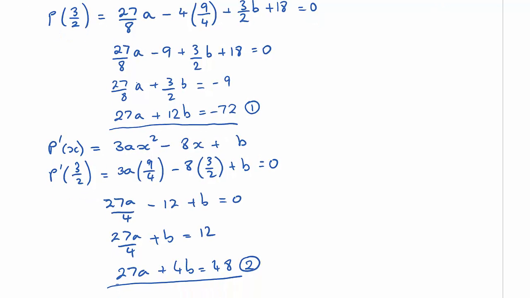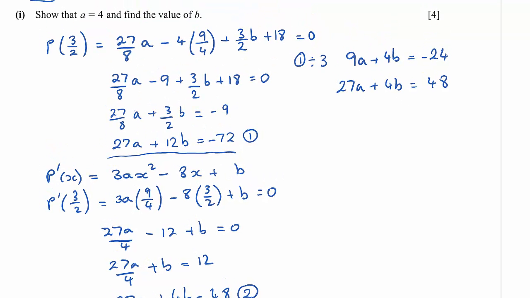Well, equation 1 actually divides by 3. That might be useful. So 1 divided by 3, I probably should have done that at the time. But what do we get if we divide that through by 3? We get 9a, add 4b is equal to negative 24. And then we've just got this one, which is 27a, add 4b is equal to 48.